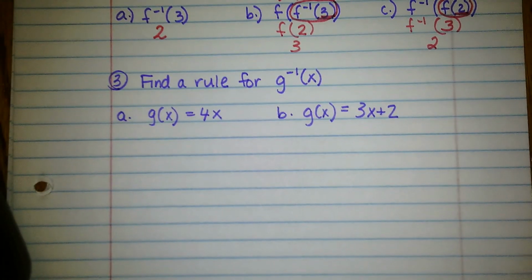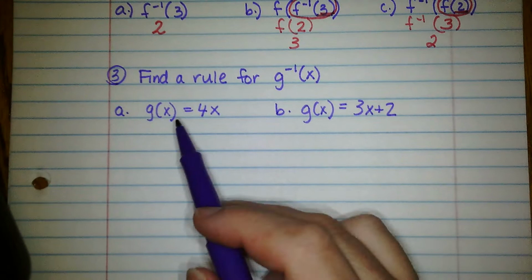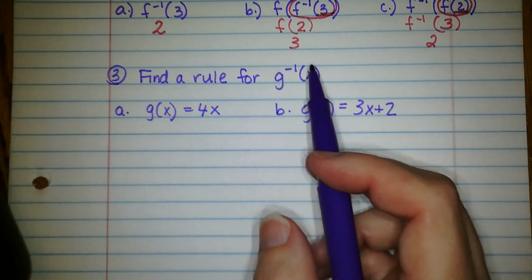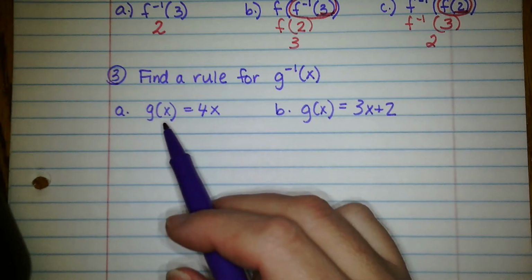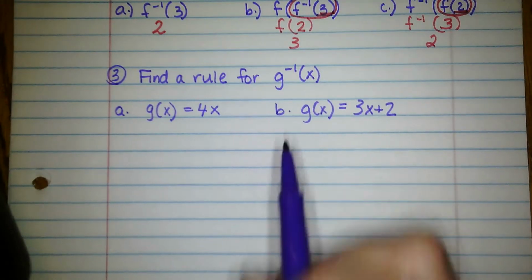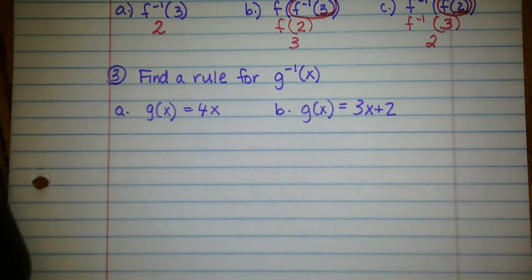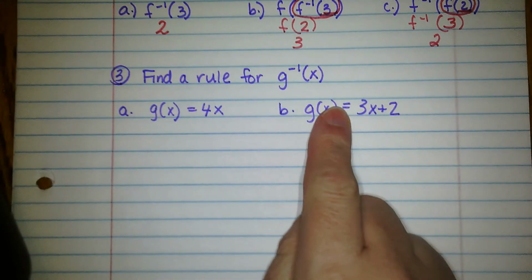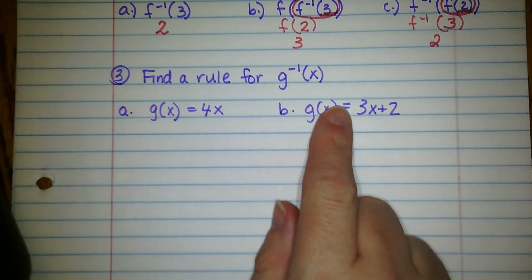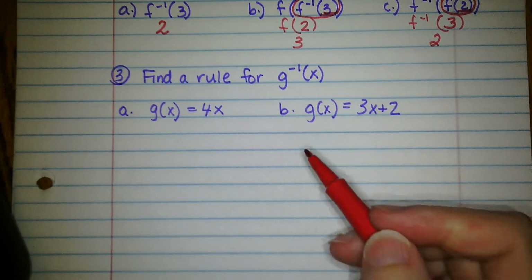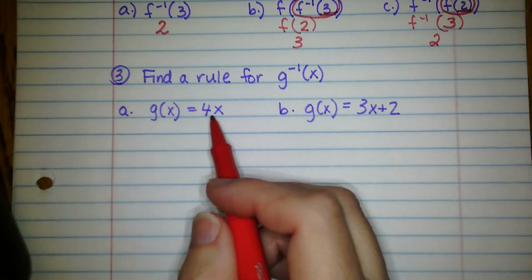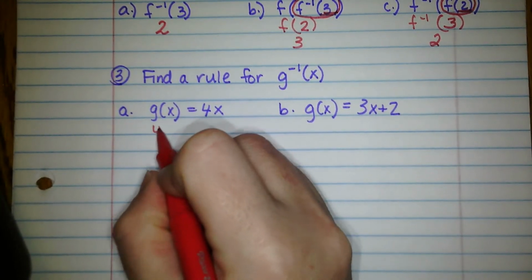All right, so for number 3, they want us to find a rule for g inverse of x, and they give us our g of x function, and we need to find the inverse function. The first thing I want you to see is that I'm only going to do a and b. We don't have to do all 4 of them. They're all linear, and linear functions are easier to work with than any of the other ones I put on the Nearpod. But the first rule of thumb is to change your g of x to y.